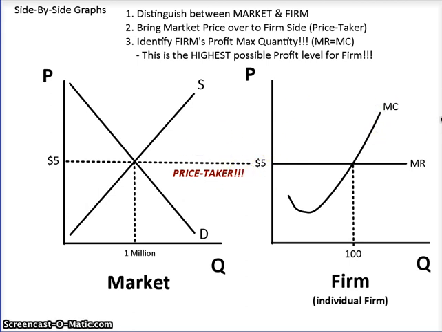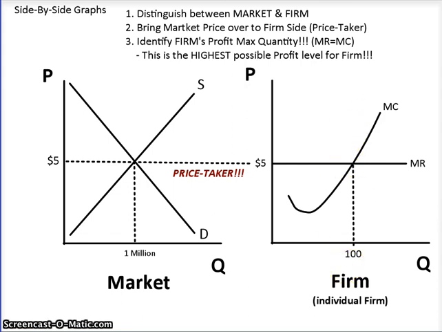Now, as we go through these graphs, the rule: identify profit max quantity. Find the MC and MR and identify that quantity. That is the quantity the firm will produce at. Regardless of what I do to the graph, identify profit max quantity. Boom. All right, so moving on.